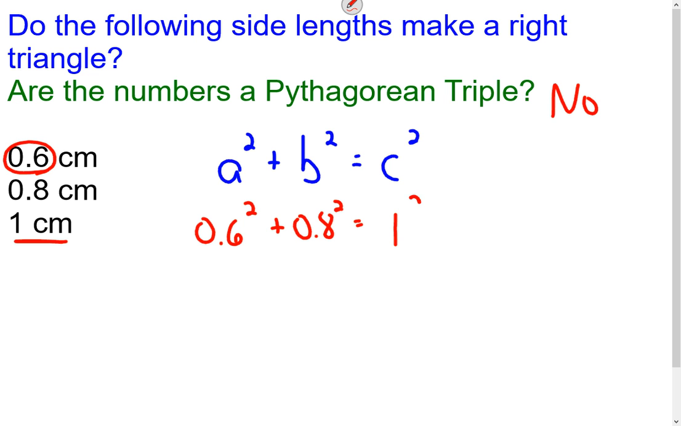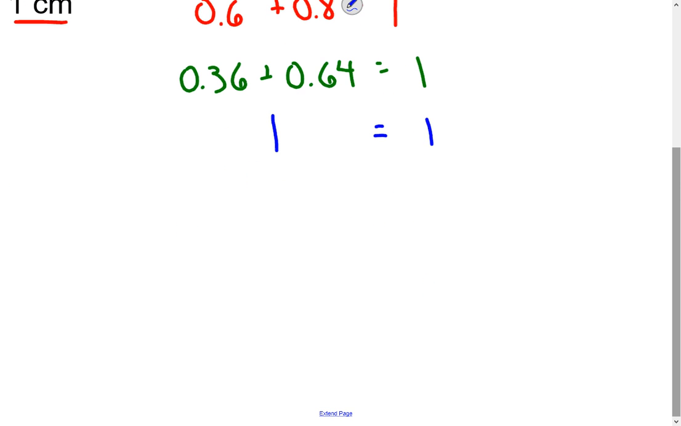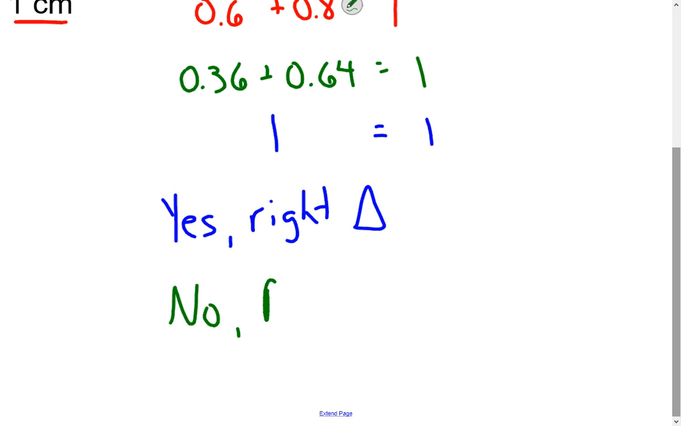Does it equal 1? And then I do need the squared on that. Well, square this, we get 0.36. Square the 0.8, and we have 0.64. Square 1, it's still 1. Add these together, that's 1. So 1 equals 1. Therefore, yes, these three sides make a right triangle. I'm just going to go with yes, right triangle. But does it make a Pythagorean triple? No, not a Pythagorean triple.